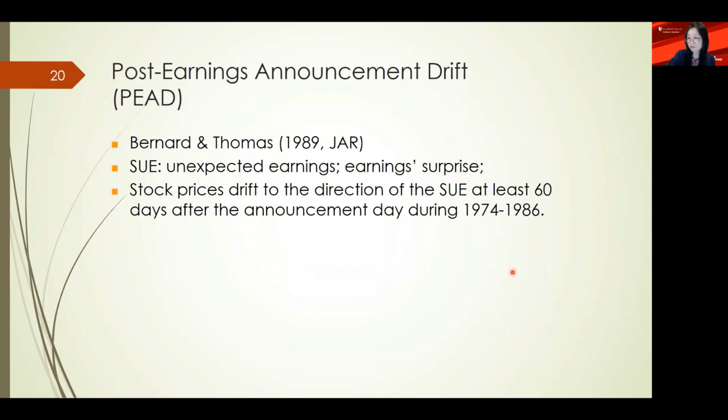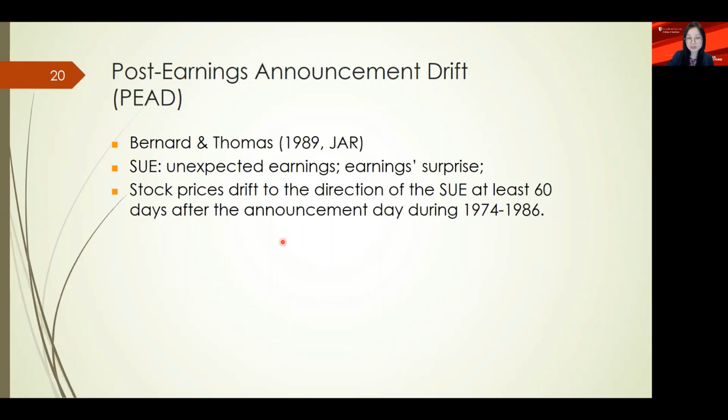The last piece of evidence here for the semi-strong form EMH is called the post-earnings announcement drift, the PEAD effect. This is a very, very famous financial anomaly, because still today you see people publishing articles saying it still exists. It's proposed and published by Professor Bernard and Professor Thomas, and they look at the market reaction to earnings announcements. So how do you define an earnings announcement? Is it good news or bad news?